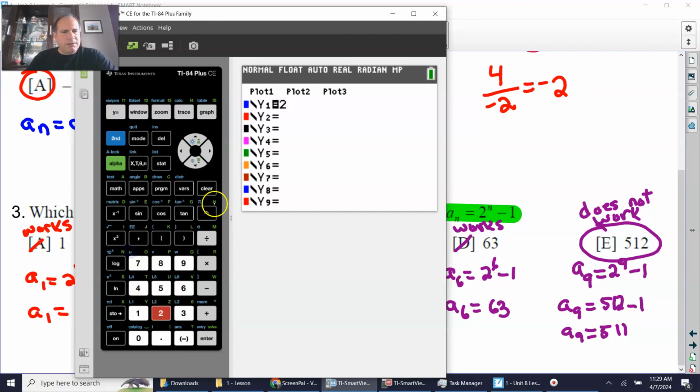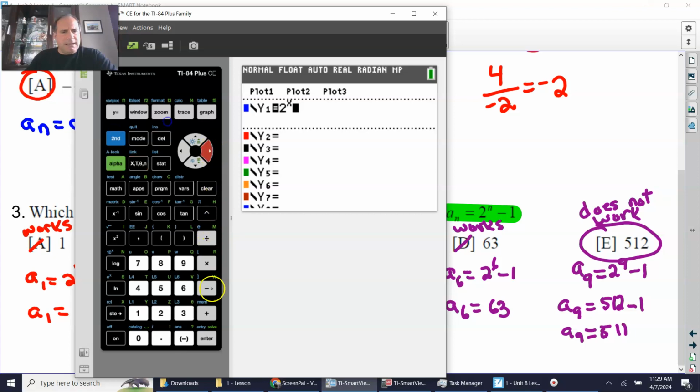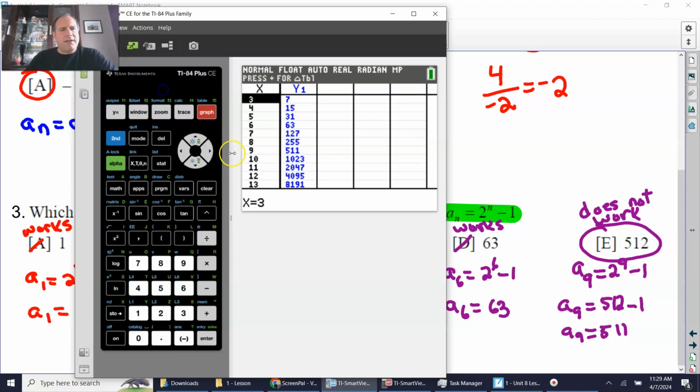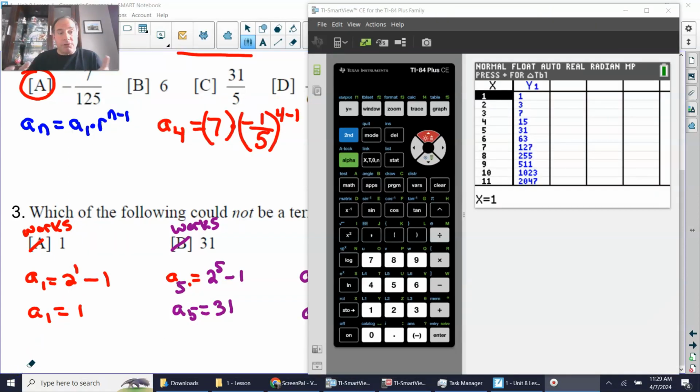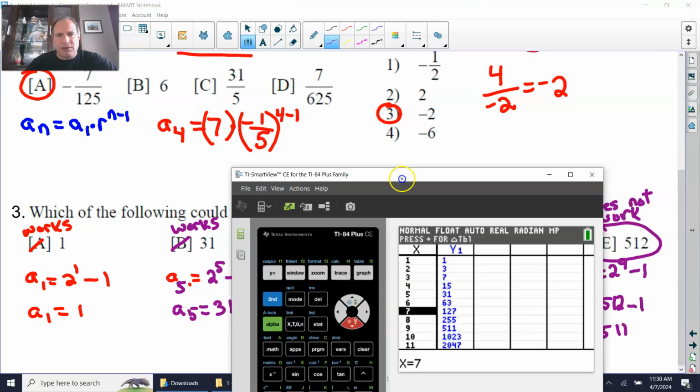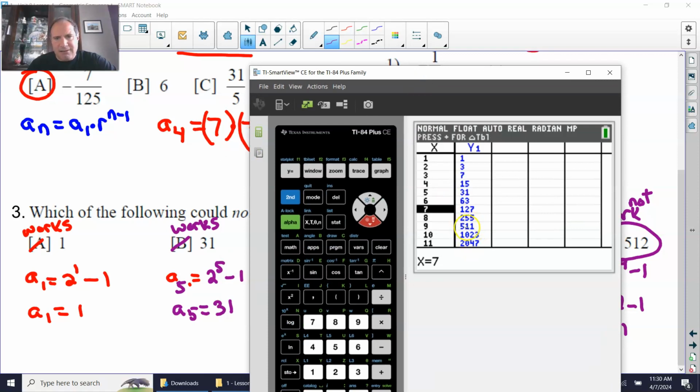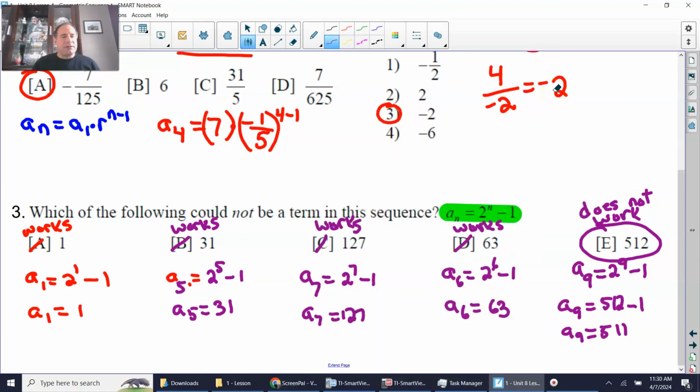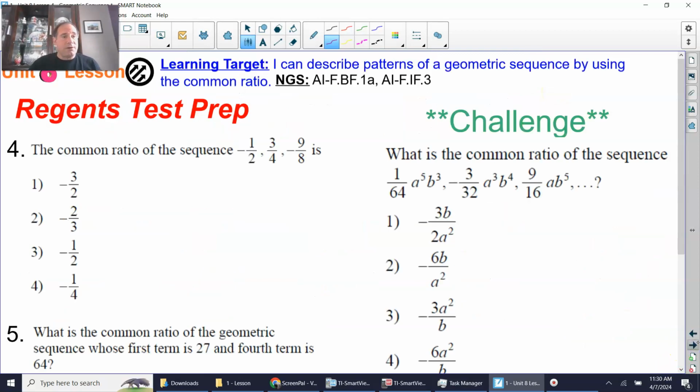So we have 2 to the x power and then minus 1. We press second function graph, and here's all of our numbers. Which one works, which one doesn't work. Now you don't have to do it by hand. 1 is a term. 31 is a term. 63 is a term. Then if you bring it down, 127 is a term. And 512 is not a term. So I think just put it into the calculator. I didn't even think about that until I was finished with the problem.